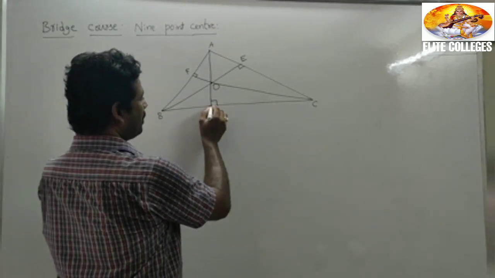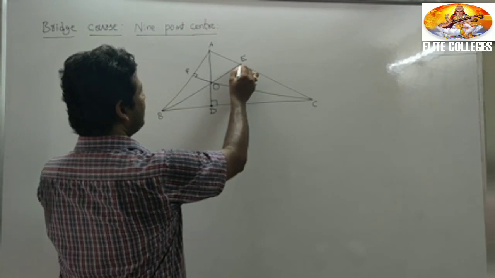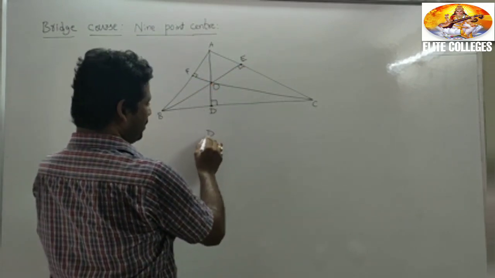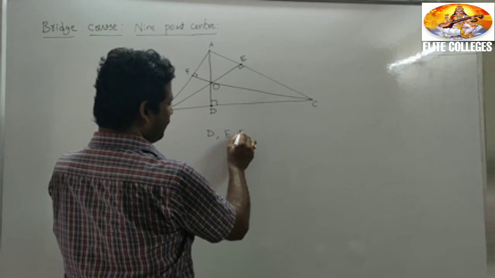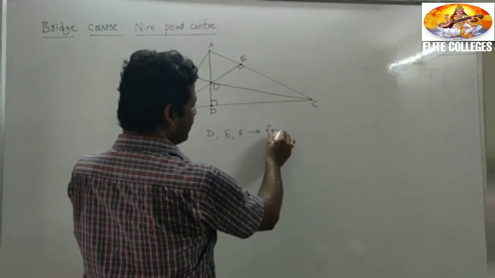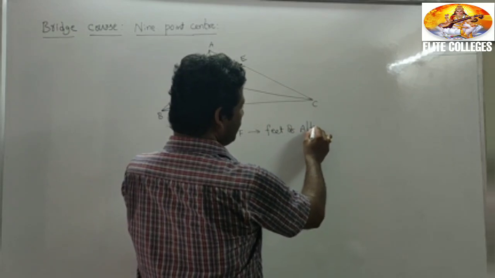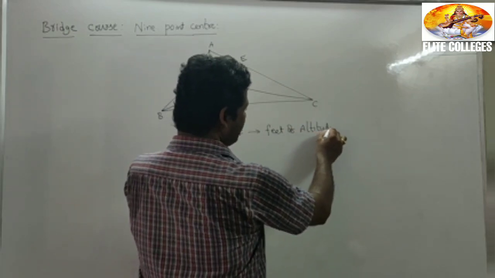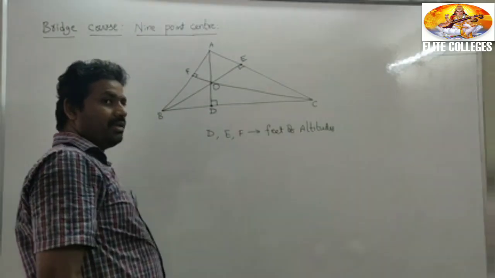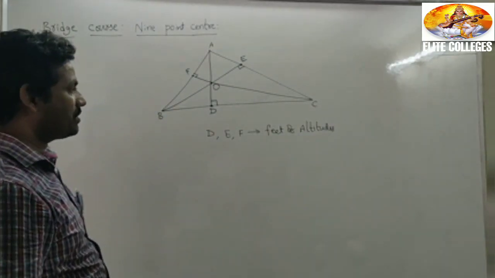D, E, F. What are D, E, F? D, E, F are the feet of the altitudes.